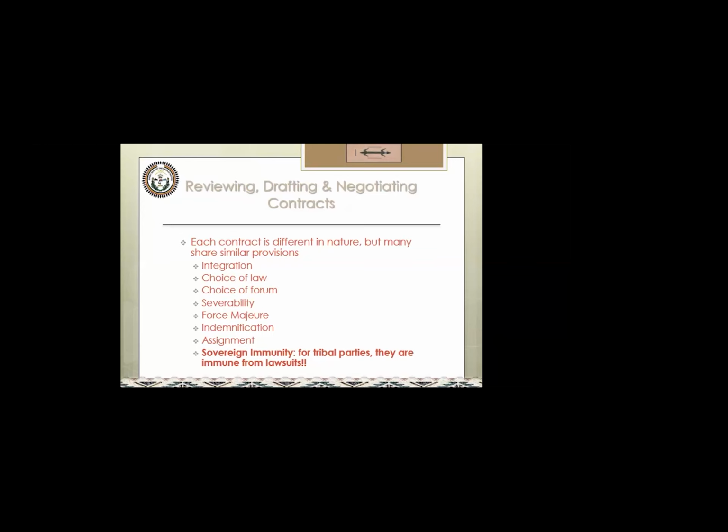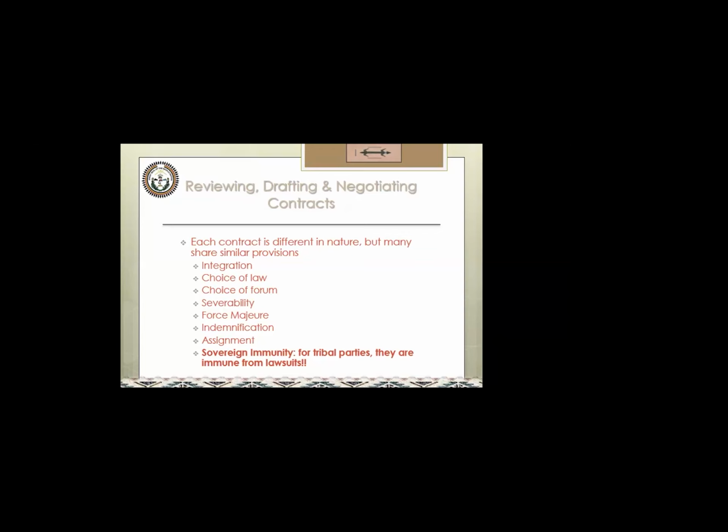Well, then what happens if there's a breach of contract and the tribe breaches the contract and you want to sue them, but they have sovereign immunity? What do you do in that situation, right? So this is where you negotiate with the tribe saying, hey, look, I have a lot of concerns. There's a lot of money at stake. Can you do a partial waiver of sovereign immunity?